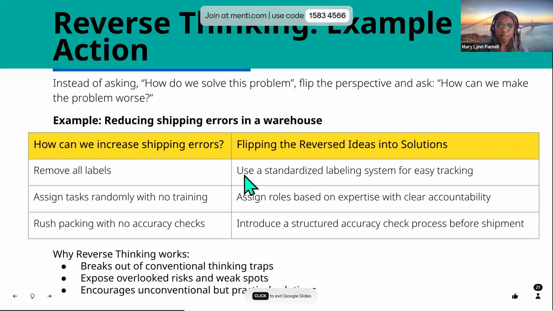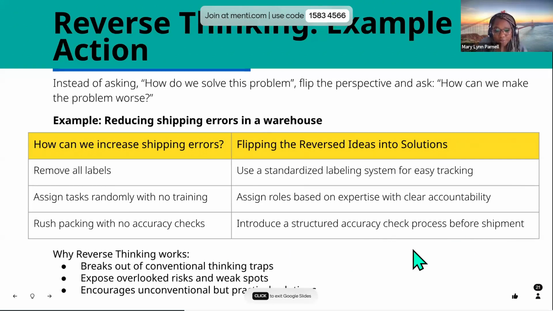So then we go from removing all labels to using a standardized labeling system for easy tracking. We go from assigning tasks randomly with no training to assigning roles based on expertise with clear accountability. Then we go from rush packing with no accuracy checks to introducing a structured accuracy check process before the shipment.